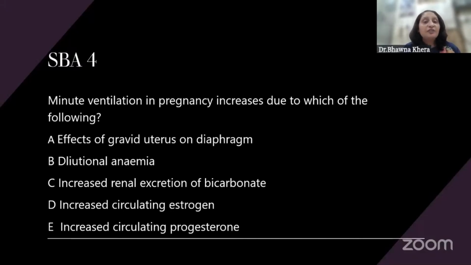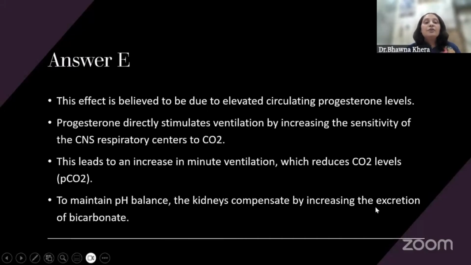Is it the effects of gravid uterus on the diaphragm, the pressure which is coming? Or is it because of the hemodilution leading to dilutional anemia, increased renal excretion of bicarbonate, increased circulating estrogen, or increased circulating progesterone? What could be the possible thing? Yes, perfect. It's increased circulating progesterone, which leads to this change in the respiration. The effect is believed to be due to elevated circulating progesterone levels.